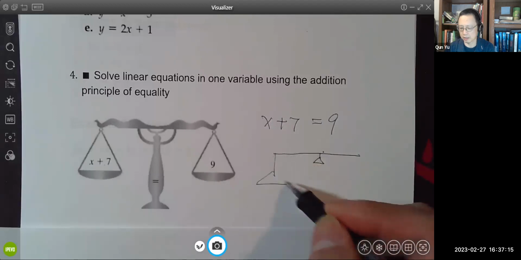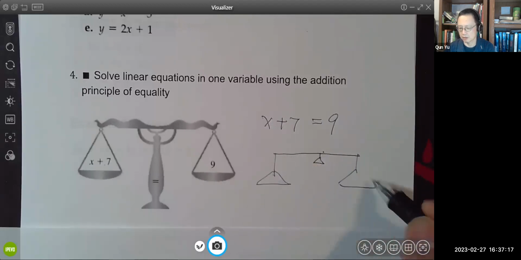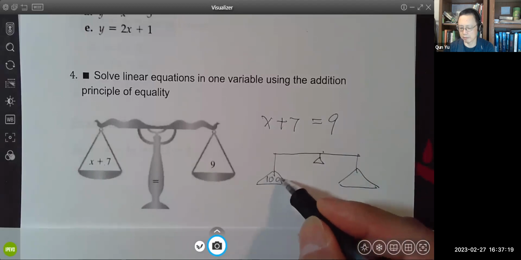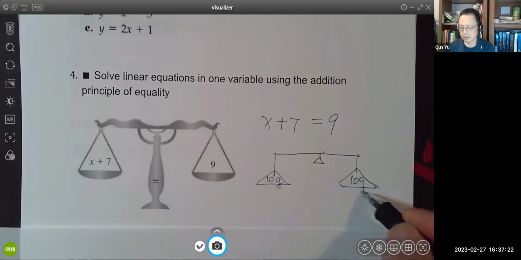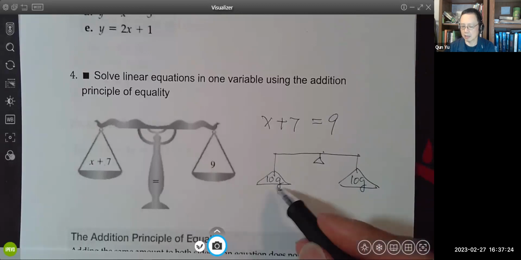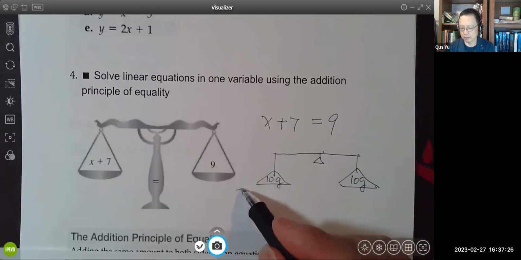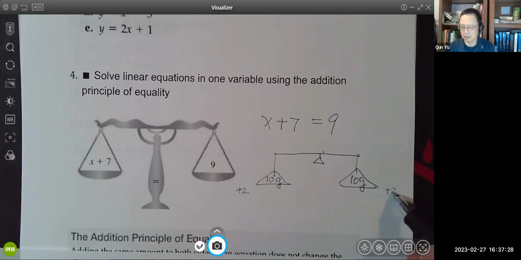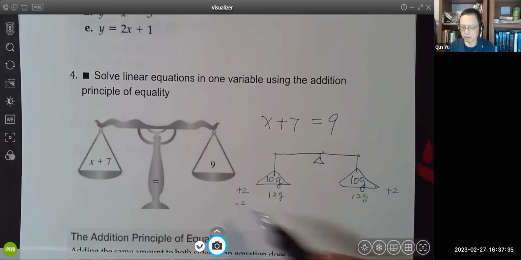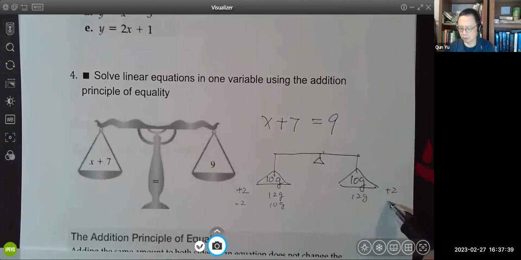So this is a balance. Suppose I have 10 grams of weight on each side. So it's balanced, right? How about I add 2 on both sides? If I add 2 on both sides, this side is 12 grams, this side is 12 grams, still balanced, right? How about I subtract 2 on both sides? This one becomes 10 grams, and this one also becomes 10 grams. As long as I do the same thing, it's still balanced, right? Even though the numbers are different, it's still balanced.